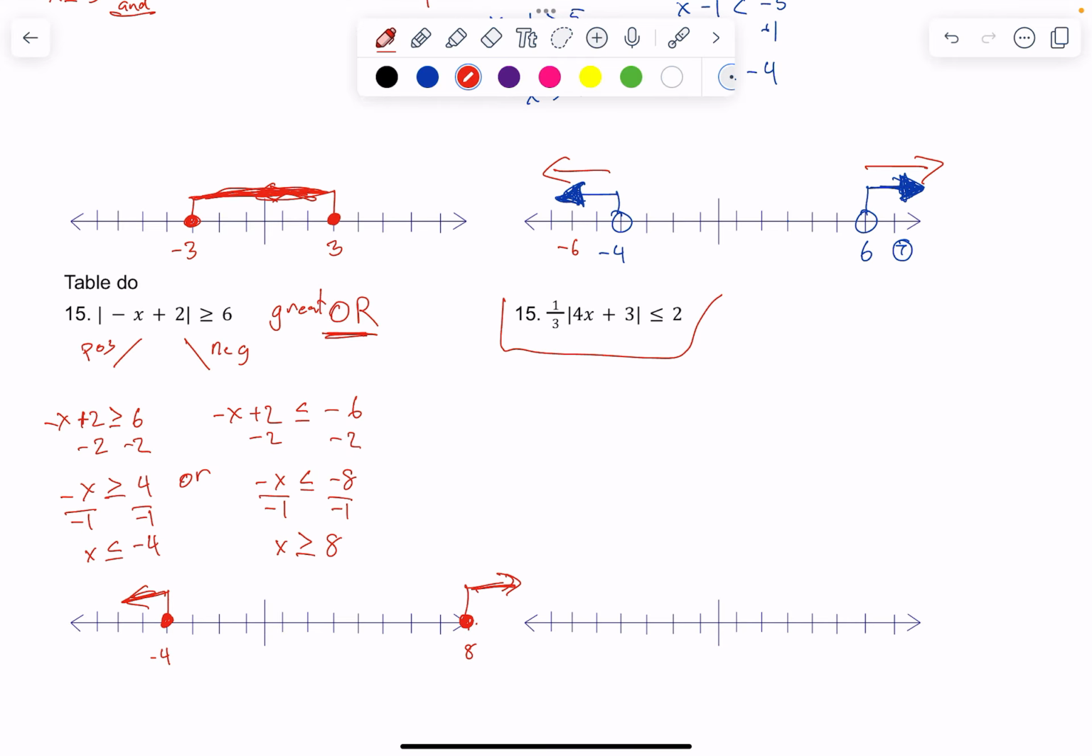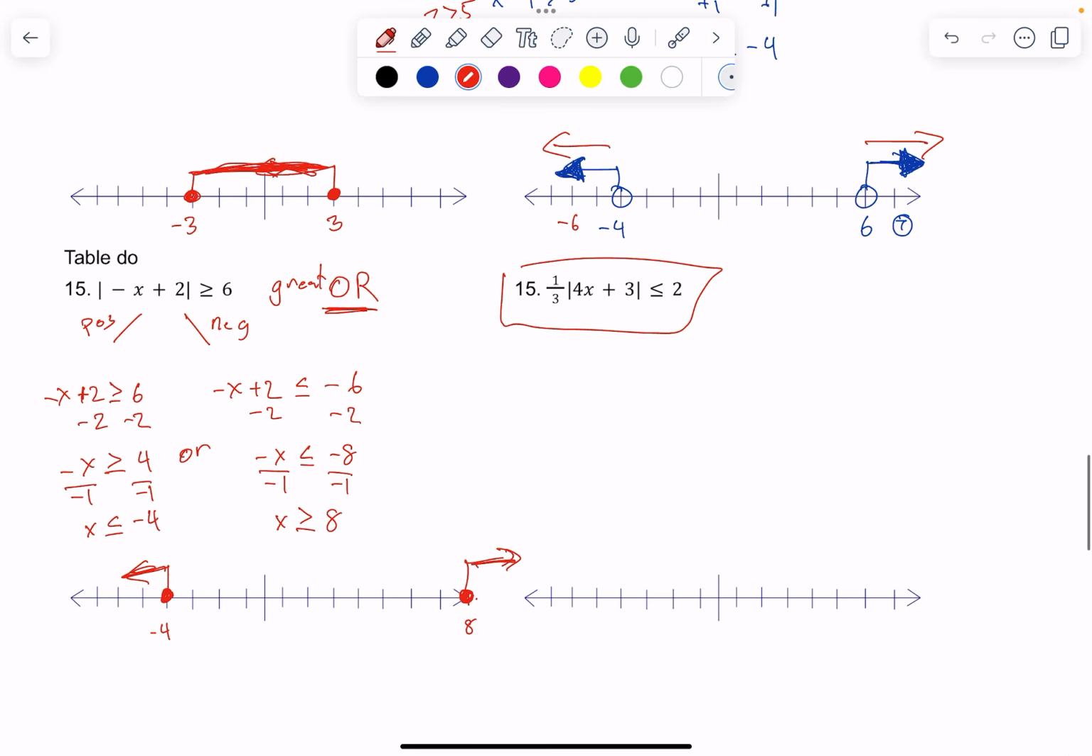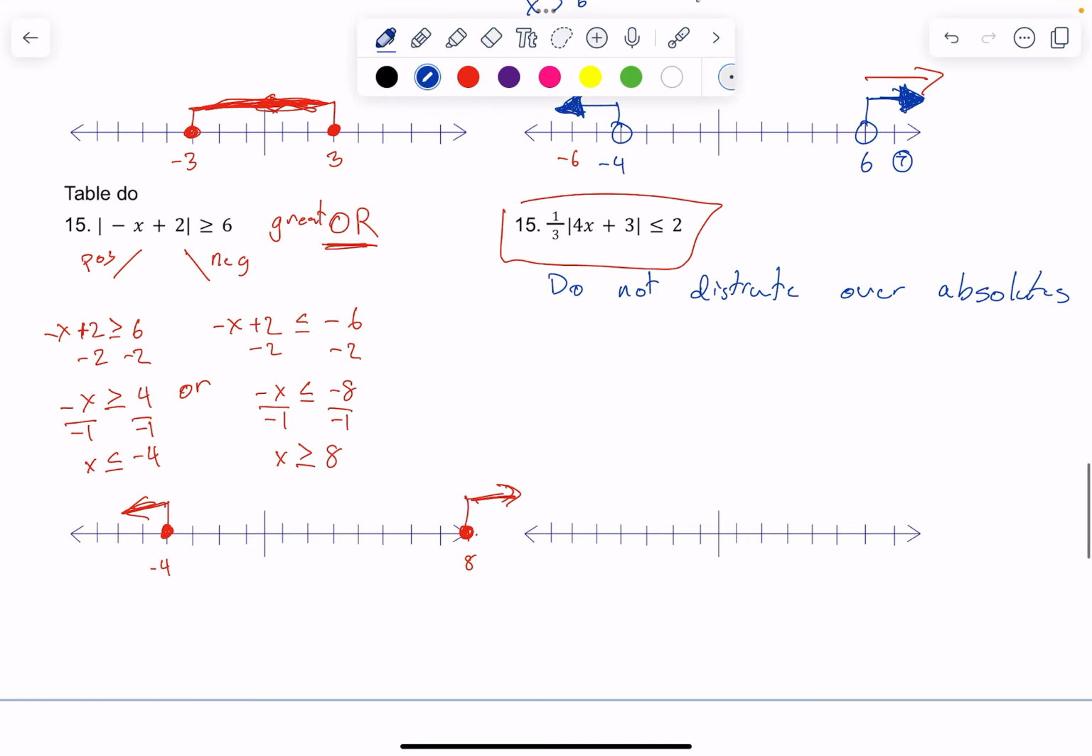I'm going to leave this one to you to work as your table. Remember, you cannot distribute. Do not distribute over absolutes. You're going to have to multiply by its inverse. Good luck.